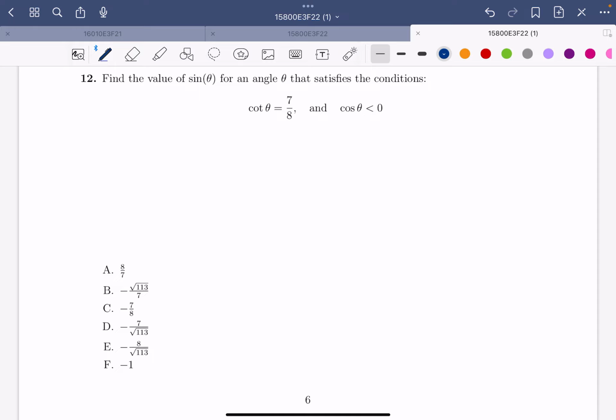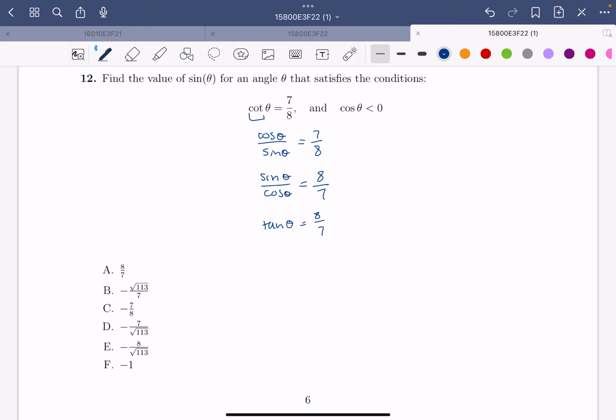So the first thing I would point out is that cotangent is cosine theta over sine theta, and that equals 7 over 8. Now, I don't like to look at my angles or cotangent. I think it makes it a little bit confusing. So I'm going to go ahead and flip it and say that sine over cosine theta equals 8 over 7. Now, sine over cosine is equal to tangent, so tangent theta equals 8 over 7. So, with this information, we can actually draw a triangle.